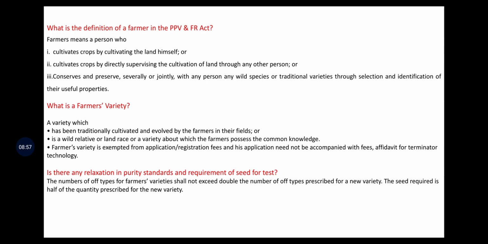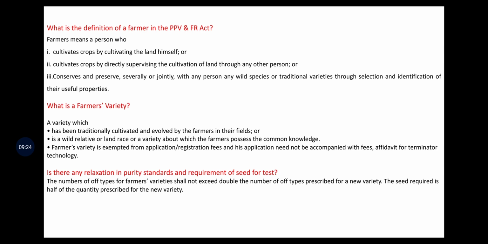What is a farmer's variety? Farmer's variety is one which has been traditionally cultivated and evolved by the farmers in their fields. It's a wild relative or landrace or a variety about which the farmer possesses the common knowledge. Farmer's variety is exempted from application registration fee, and his application need not be accompanied with fees.